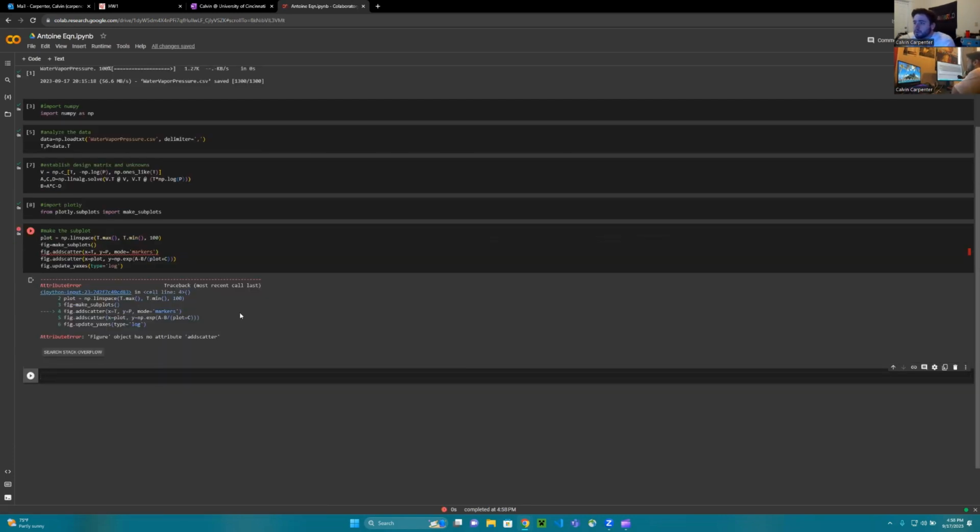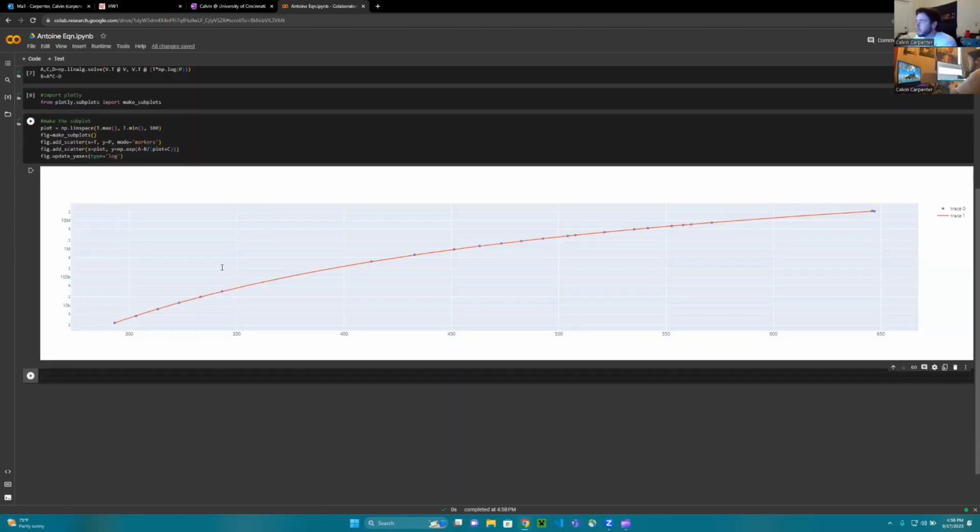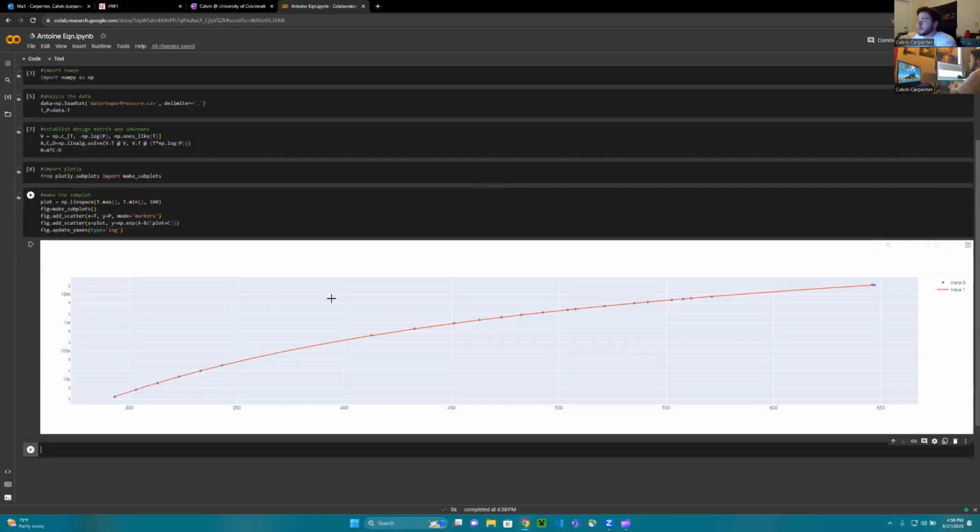Oh boy, what did we do wrong? Oh. There it is. Okay. So as you can see, the model for our linear regression for the Antoine equation fits pretty well for our data points.